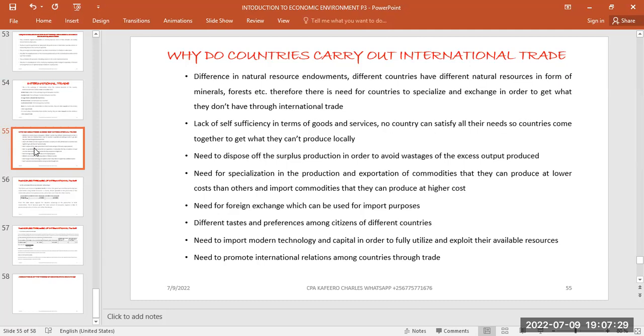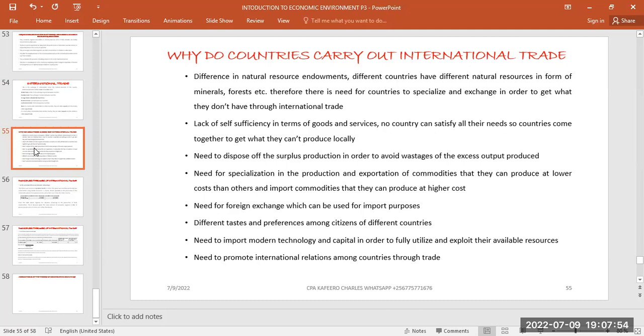And when we do that, we are going to be importing those goods into our country, the ones which we can't produce at a lower cost. Then we also give out, in terms of exporting, goods that we can produce at a very low cost. That's what we can talk about the difference in natural resource endowment.